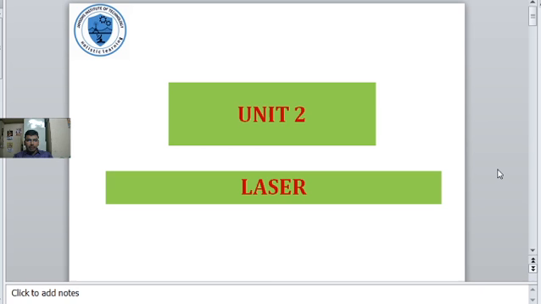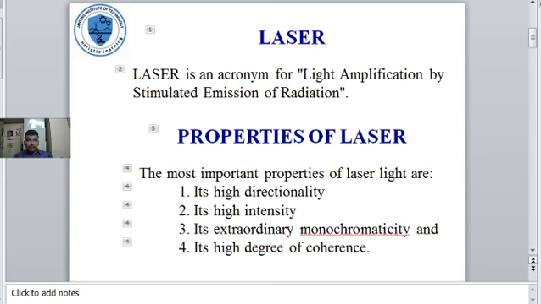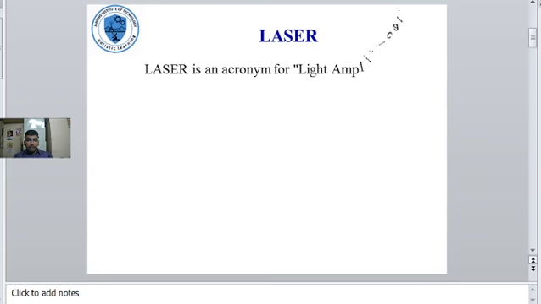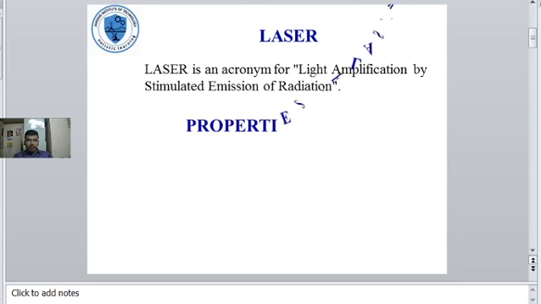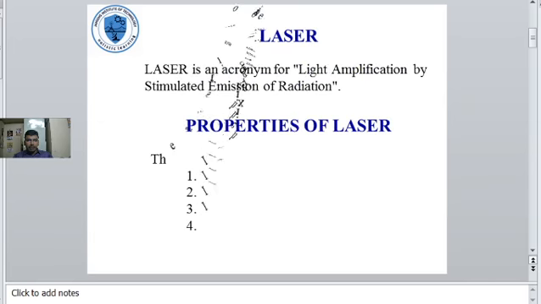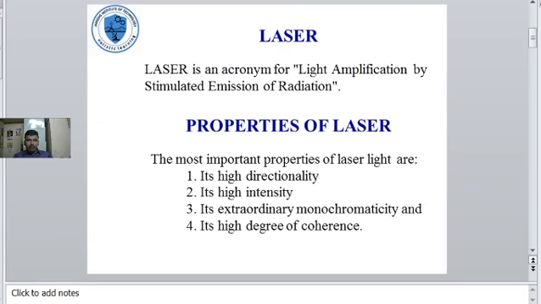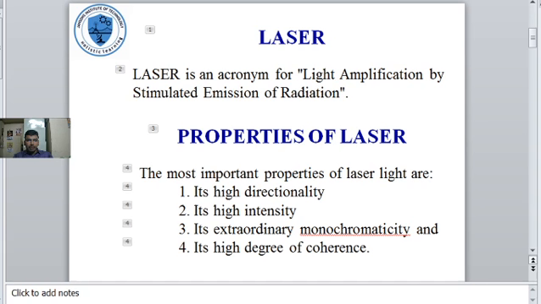In this video, we will see the basic principles in laser. Laser is an acronym for light amplification by stimulated emission of radiation. Properties of laser: it has high directionality, high intensity, extraordinary monochromaticity, and a high degree of coherence.